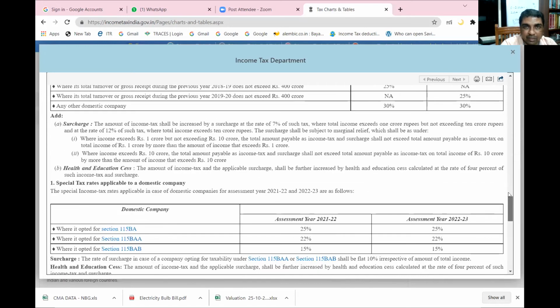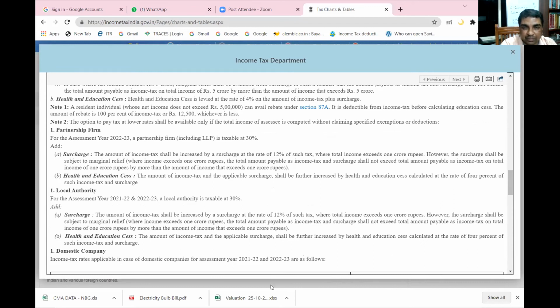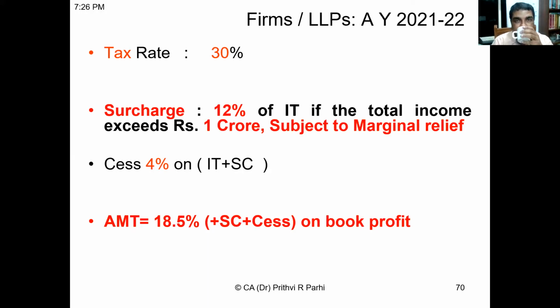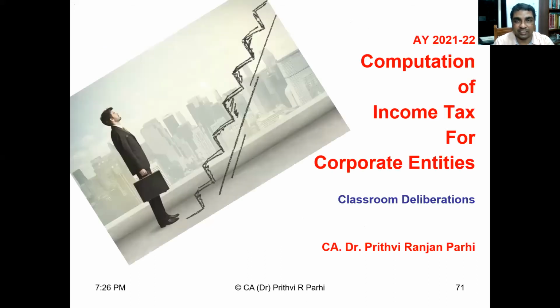So this thing I showed you right now, let me show you some slides for that. Now you see this thing summarized in this slide. Partnership firm, what is the tax rate? 30%. But an additional 12% surcharge if the total income exceeds 1 crore, and marginal relief is also applicable. We'll see that. Cess is again 4%. There is something called alternate minimum tax, we'll be learning that, 18.5%. This is the tax rate for firms and LLP.